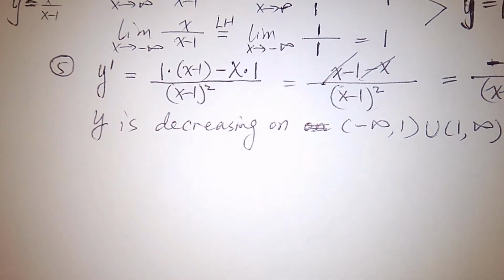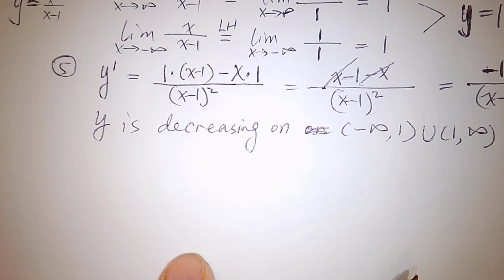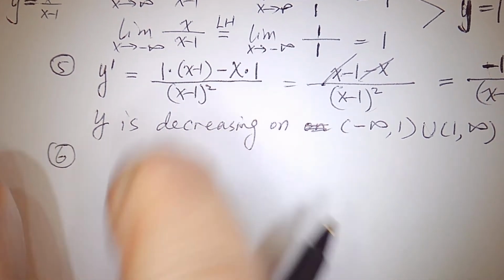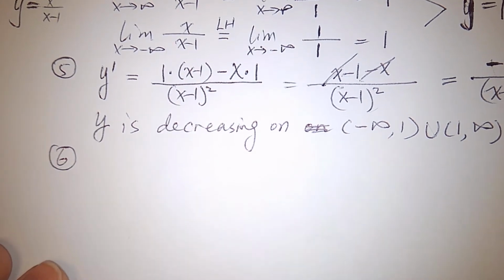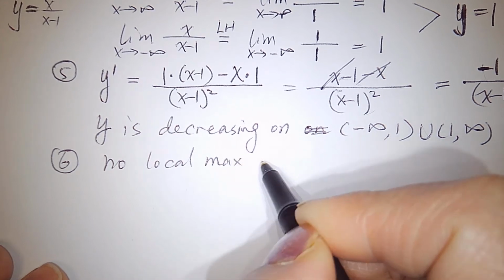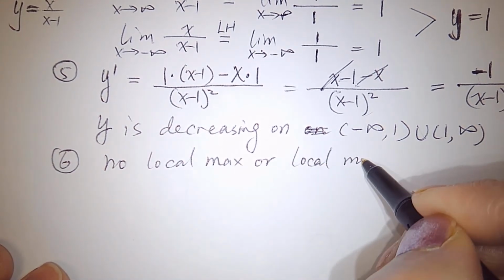Alright, so if y keeps on decreasing like this, do you have a local maximum or local minimum? No, okay? So, step 6, do we have a local maximum or local minimum? No local maximum or local minimum, okay?